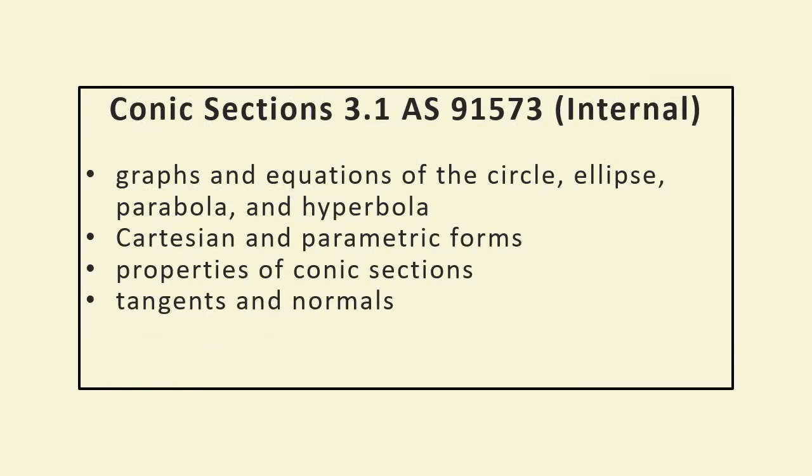So what we're in the middle of looking at now, we've looked at the circle. We've dealt with that, and we're just moving on to have a look at the ellipse now. So that's where we are. So we'll be interested in Cartesian and parametric forms primarily to start with. Some of the properties, tangents and normals, we'll say we'll deal with all these conic sections together when we're looking at tangents and normals.